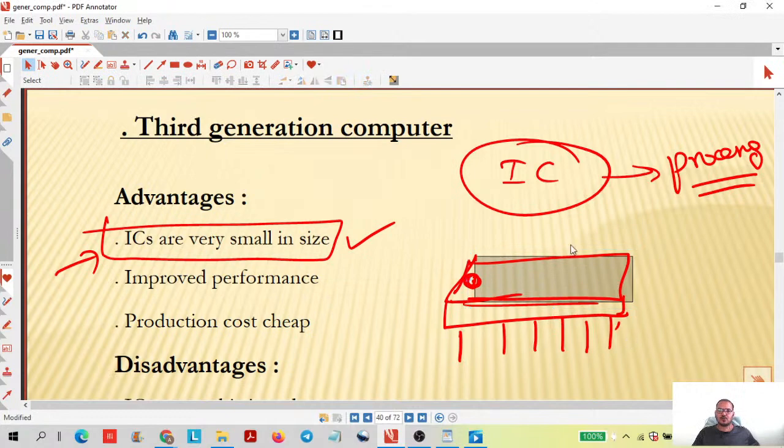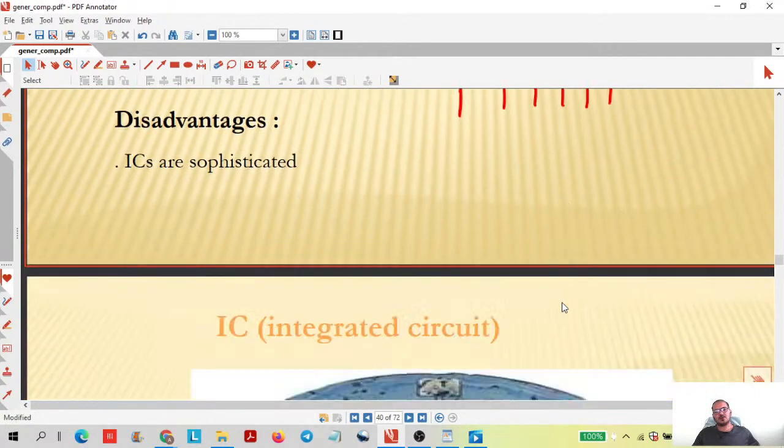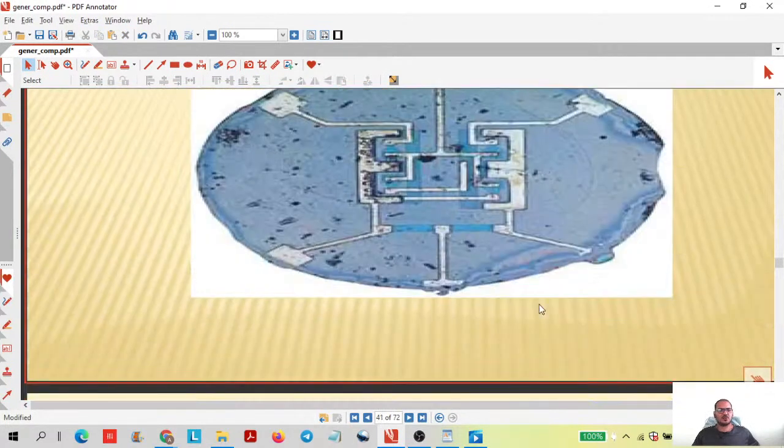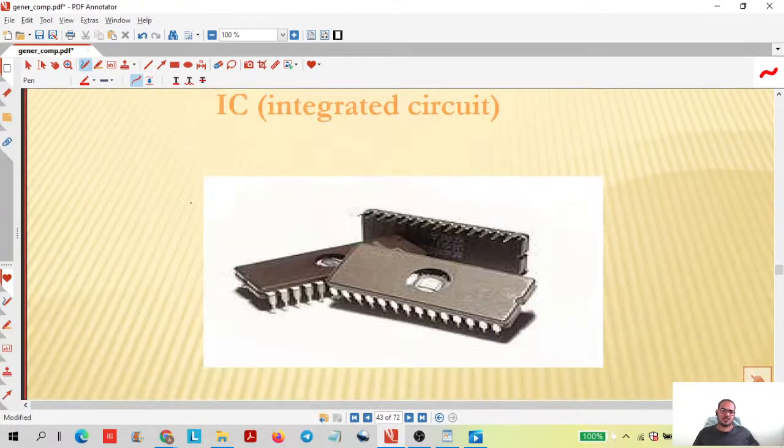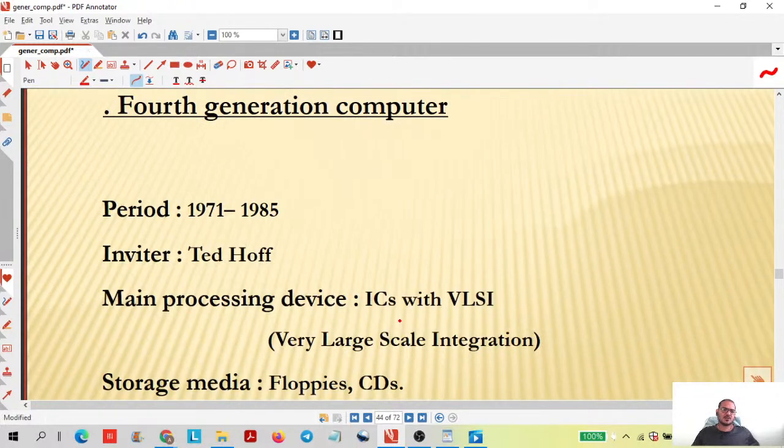So you know how ICs look. Here I will show you some images. IC image. Here is the board, the PCB design, and this is the IC, integrated circuits. These are the ICs, and you can see the pins. So the IC comes in the third generation computer.